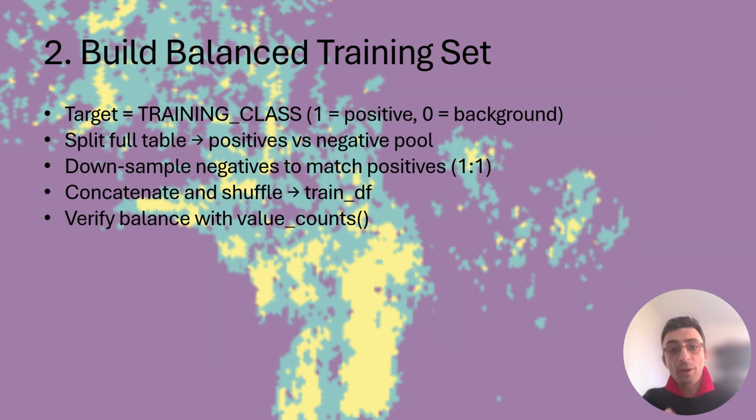We isolate all positives, then randomly sample the same number of negatives. This 50-50 table forces the model to learn the positive pattern instead of defaulting to background. We shuffle rows and confirm counts are equal before training.